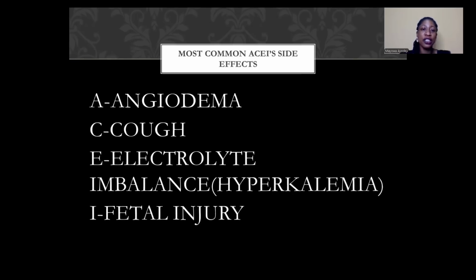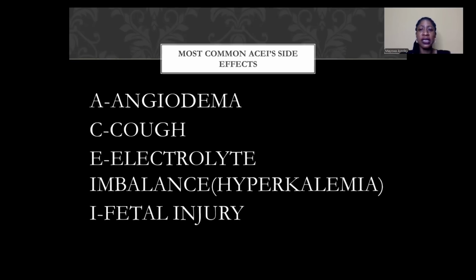So the first one is angioedema. The second one is cough. Then the third one, which is E, electrolyte imbalance. Then we have I, which is fetal injury. So you have to know these 4 most common side effects of angiotensin converting enzyme inhibitor.